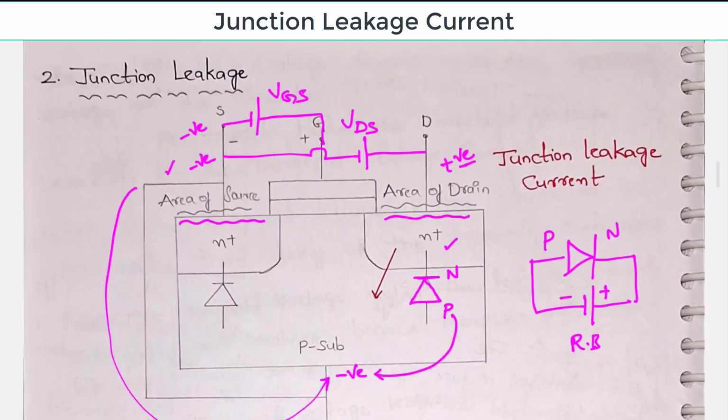So this is all about junction leakage. Simply, junction leakage exists between the drain and the substrate, and it depends upon the potential that we are applying at source, gate and drain. Because of this reverse biased diode, we are getting this kind of leakage current called junction leakage current.